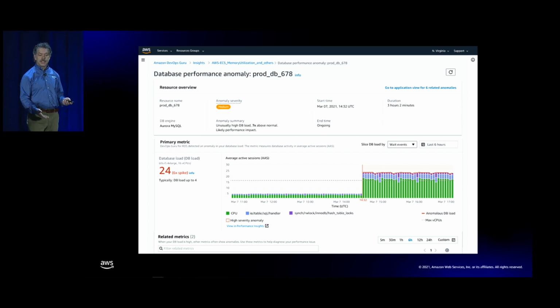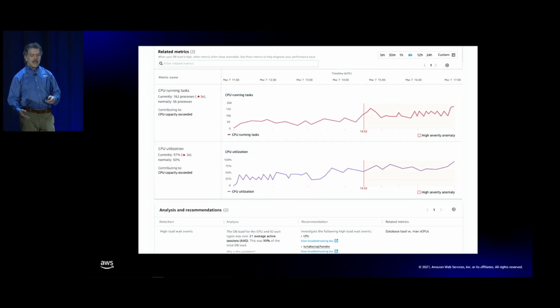Looking at this particular anomaly, what jumps out to me is the green color. The predominant weight during this anomaly is CPU. And that tells us that whatever caused the performance issue of this anomaly was CPU intensive. Scrolling down, we can see that there are several other metrics that DevOps Guru for RDS detected were also unusually high during the anomaly period.